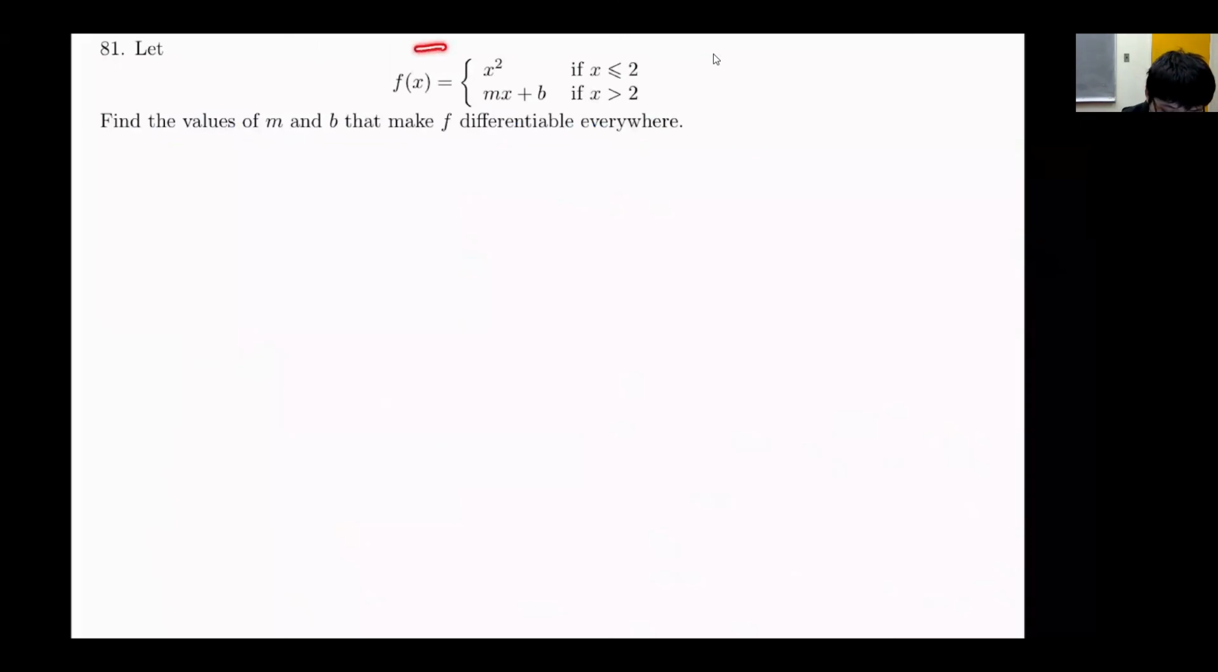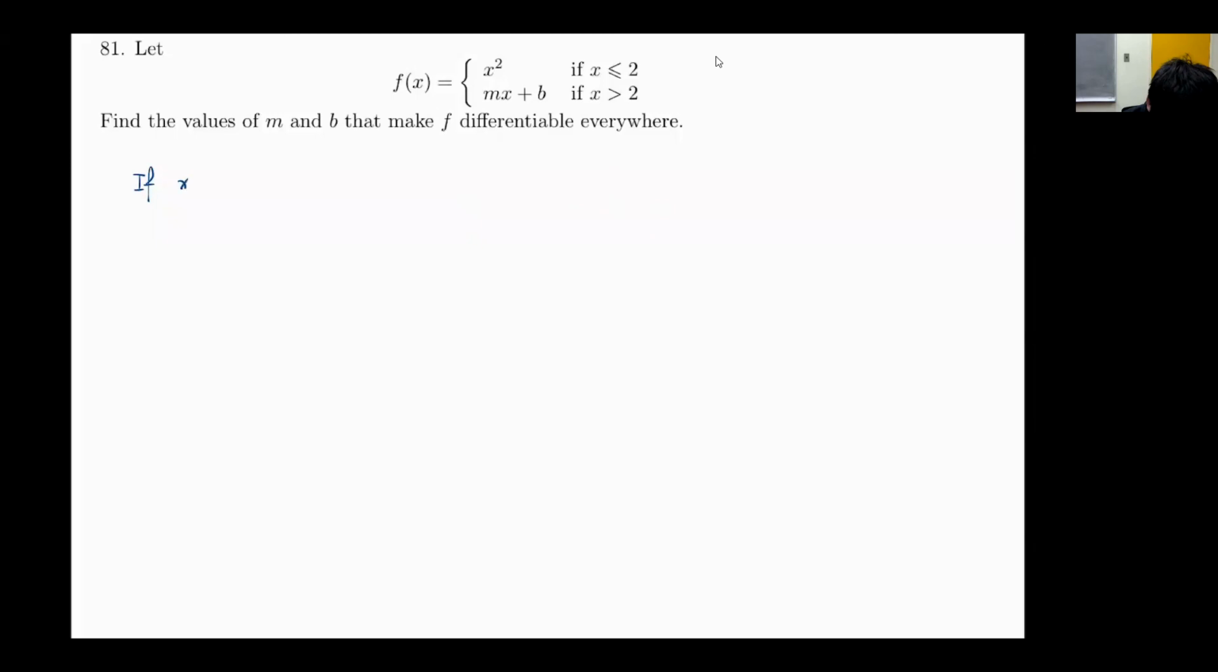So for this problem, f of x is given in this form. So when x is less than or equal to 2, f of x takes x squared. When x is strictly greater than 2, we have got a function with 2 parameters, m and b. So f of x equals mx plus b. And we need to find the values of m and b that make f differentiable everywhere. Okay, so just like what you have seen in test 1, it's very important for you to check the differentiability everywhere else first. So let me actually start by looking at the generic points.